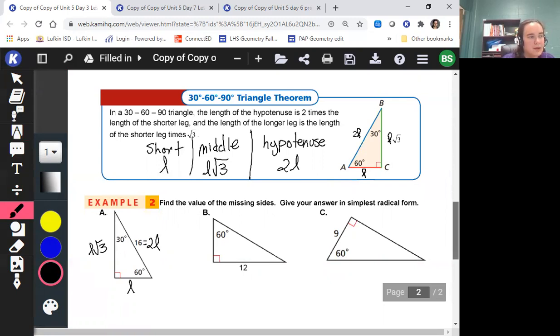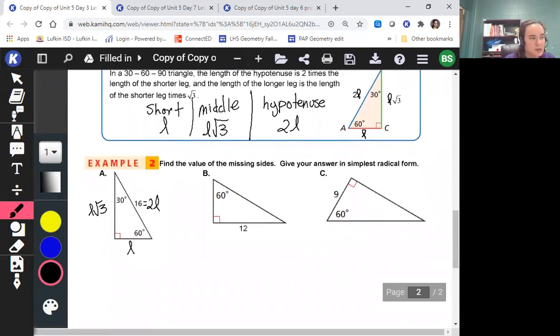And we have that 2L equals 16. So we need to solve for L by dividing by 2. And that gets us L equaling 8, which means our short side here equals 8. And then we can plug that in for our middle length side, which is going to be 8 times the square root of 3.